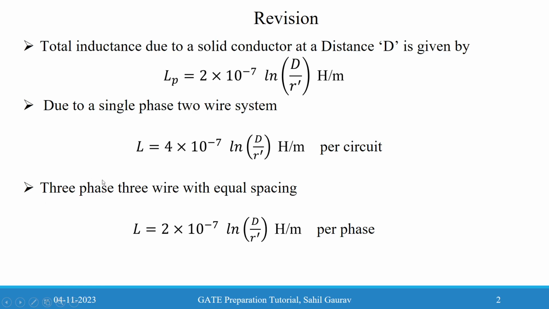Now if you want to find the inductance of a three phase 3 wire system with equal spacing, a similar expression will come as for the single conductor, given by this lower expression, and this is per phase. For the single phase 2 wire system, this is also called the loop inductance, so that is why I represented it as per circuit.